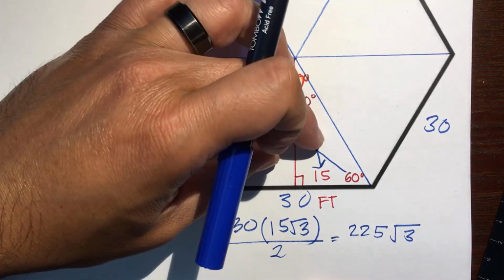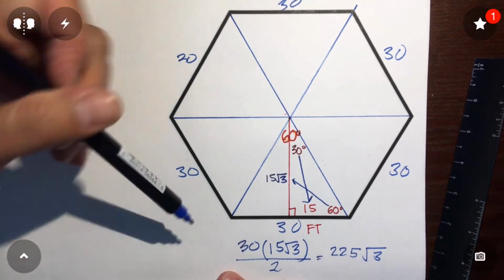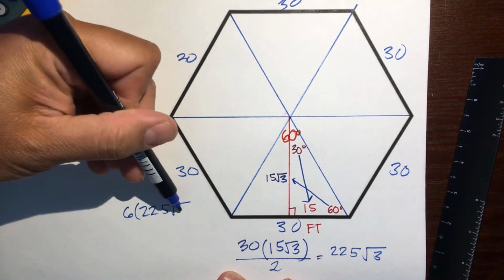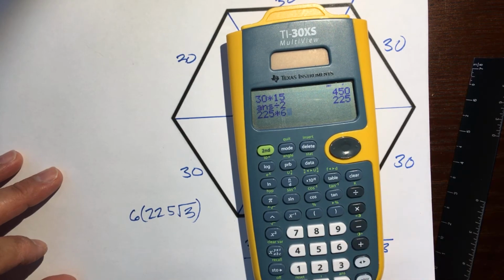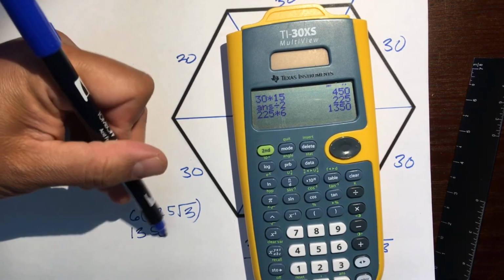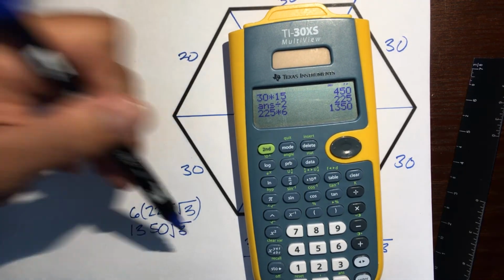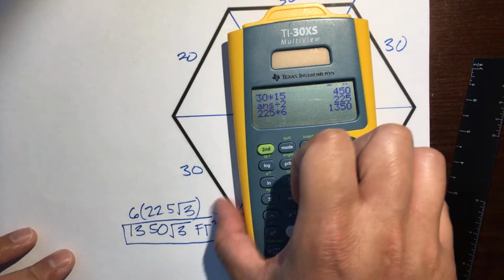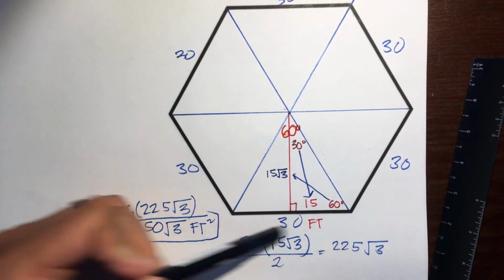And how many of these triangles fit inside of a hexagon? Well, it's a hexagon, so that's 6 sides. So we're going to multiply this by 6. So 6 times 225 radical 3, which is 225 times 6, which is 1,350. And don't forget that radical 3, or square root of 3 feet squared. So that is how many squares fit inside of this hexagon. There you go. That's how you find the area of a regular hexagon when you're given one side.